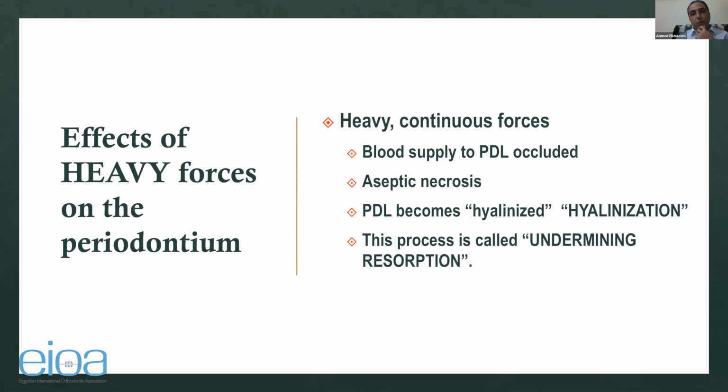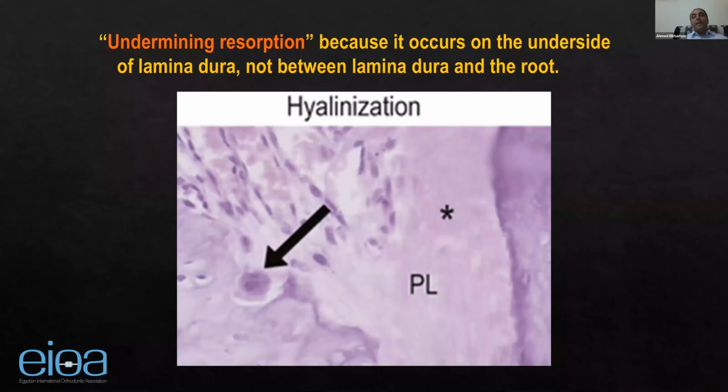So what about the heavy forces? In heavy forces, what actually happens is that the forces are applied and transmitted to the roots, and you can compress the blood vessels to the point where they get occluded. If this happens, you are preventing all the oxygen supply, and the whole cascade of events from the nutrients and prostaglandins coming from these blood vessels stops. And when this happens, you get what we call aseptic necrosis, meaning death, or hyalinization, a glossy-like structure.